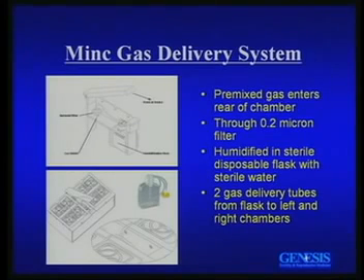With the MINC, the gas is actually pre-mixed. It's a triple gas mix, and it comes into the back of the unit, which is back here, and goes through a 0.2 micron filter and then into a humidification flask. And then each one of the tubes that come out of the humidification flask go into the chamber. And when you open the MINC, it opens like that. So it's very different than using a Forma, and it was something that we had to get used to in our laboratory.